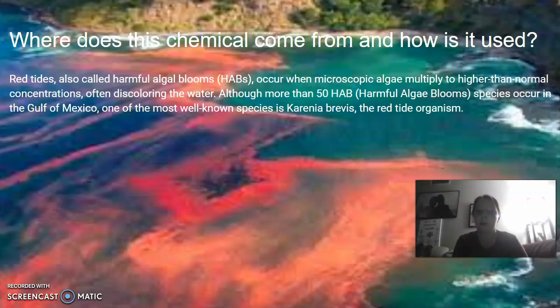So where does this chemical come from and how is it used? Red tides, also called harmful algae blooms or HABs, occur when microscopic algae multiply to higher than normal concentrations, often discoloring the water. So although more than 50 harmful algae bloom species occur in the Gulf of Mexico, one of the most well-known species is the Karenia brevis, which is the red tide organism.